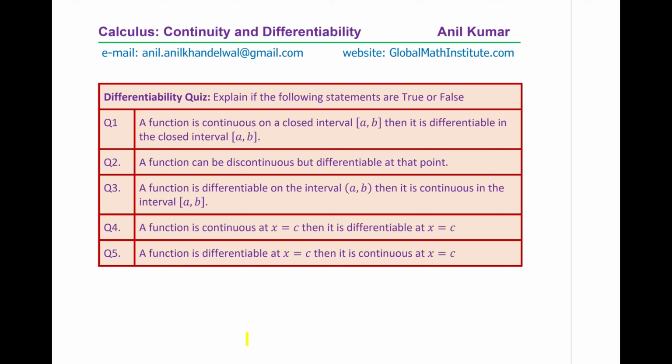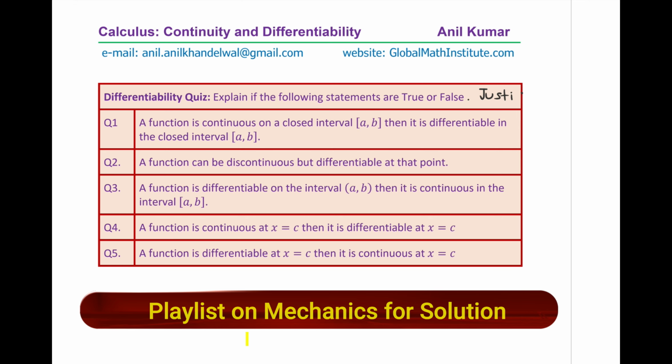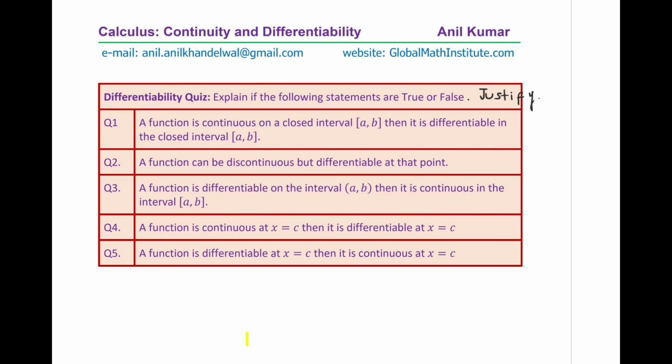So when you write your statement, you justify your answer also, right? So justify. That is a very important part of learning. The last quiz question here is, a function is differentiable at x equals c, then it is continuous at x equals c. True or false? We have actually answered these questions in our video earlier. Now you need to recall and write down your answers. To find the solutions of this, look at the next video.